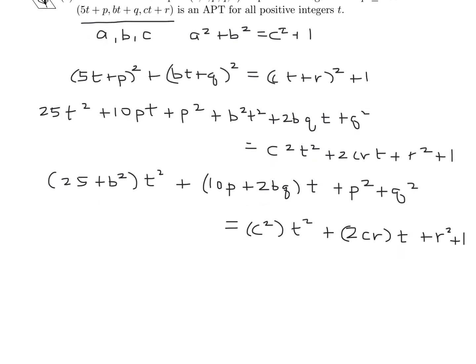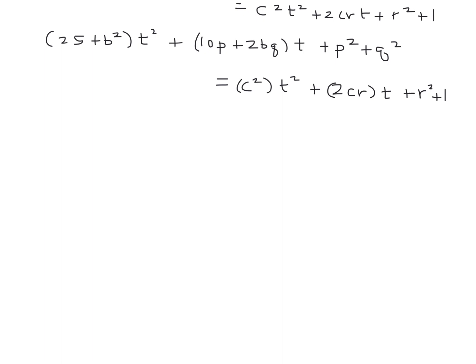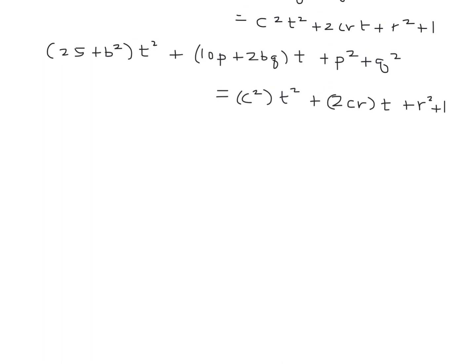Okay. All right, so that means that some of these things have to match. So this coefficient right here has to match this guy, I believe. And then this will be the same as that, and this will be the same as that. So that means that 25 plus b squared has to be the same as c squared, the coefficients.